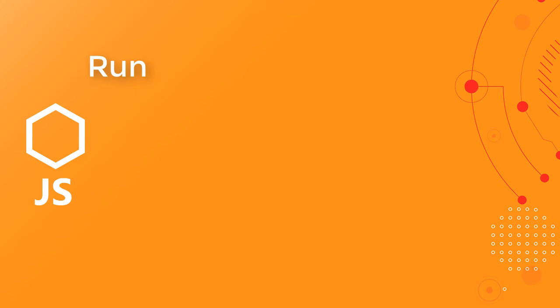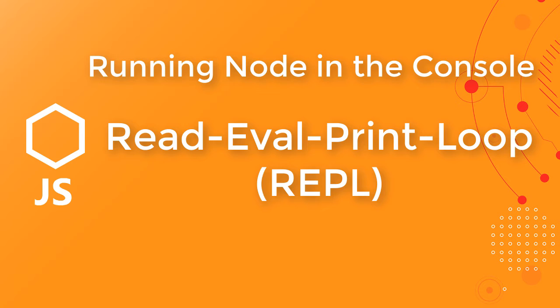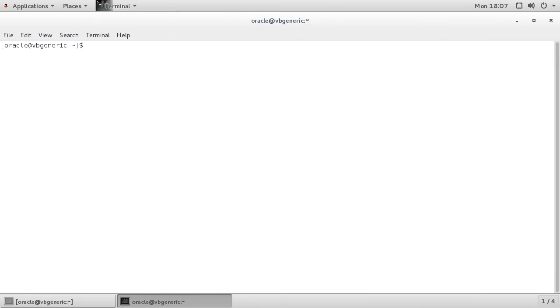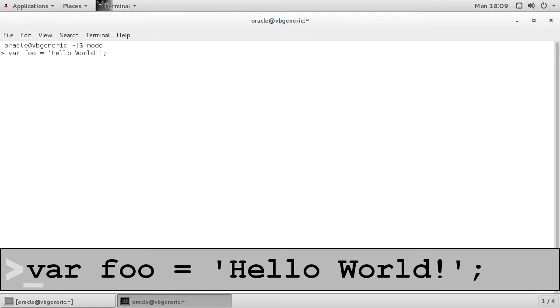To start using Node.js, you can use the Node read eval print loop, which is the Node.js shell. It is called REPL for short. Simply run the node command in a new terminal window. You can now run any JavaScript instruction and the shell will output the result of evaluating your code. For example, you can create a variable with var foo = 'hello world'.